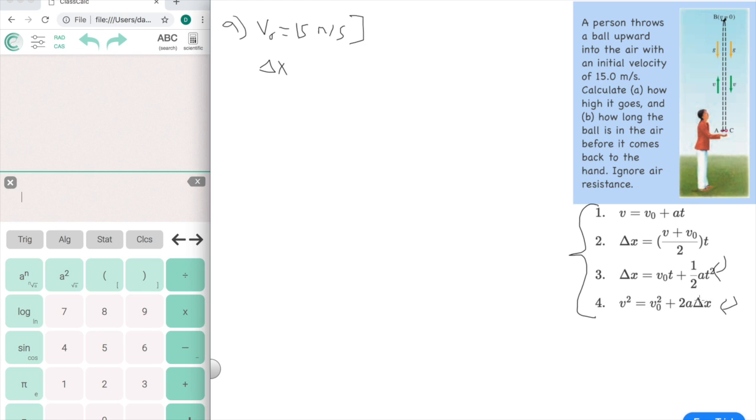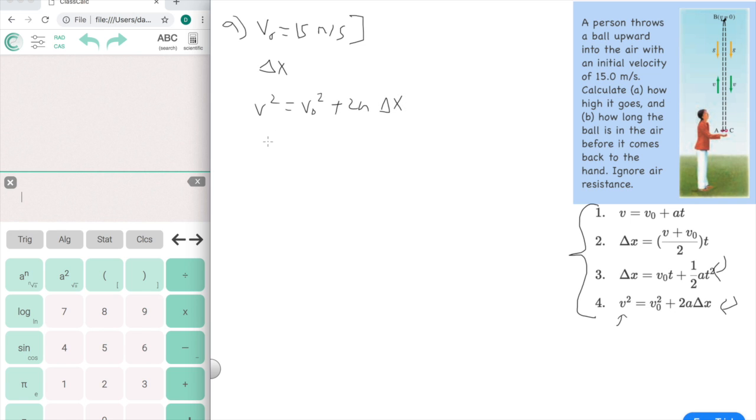That's fine. And we actually do have the final velocity, because we know that at the maximum height, when the ball goes from moving upwards to moving downwards, the velocity is going to be 0. So we're going to go ahead and write that out. v squared equals v naught squared plus 2a delta x.